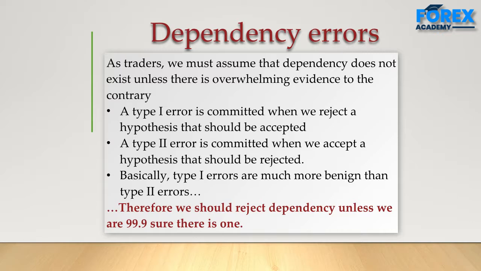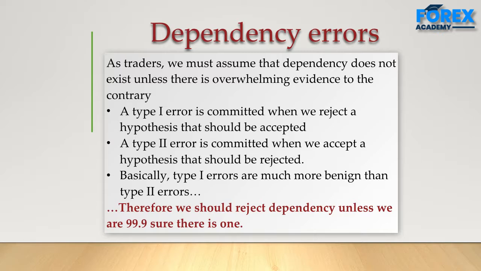If we act as though there is dependency, when the evidence is not strong, we may just be fooling ourselves and producing more self-inflicted harm than good. A type 1 error is committed when we reject a hypothesis that should be accepted. A type 2 error is committed when we accept a hypothesis that should be rejected.